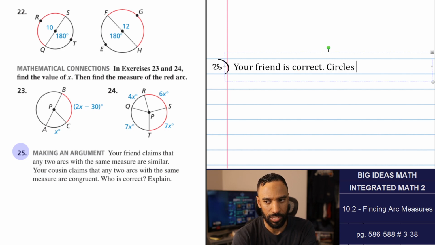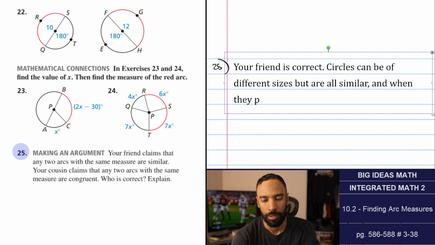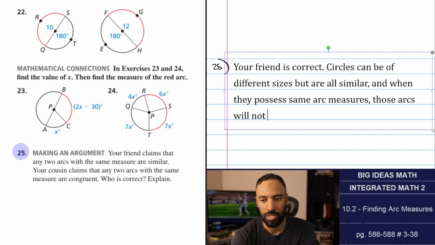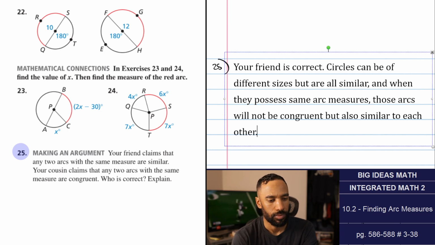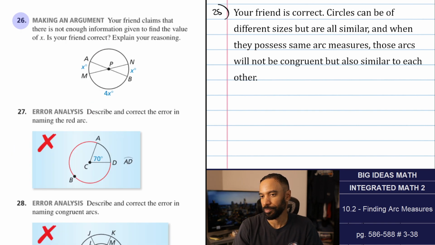Circles can be of different sizes, but are all similar. And when they possess the same arc measures, those arcs will not be congruent, but also similar to each other. So cousin, not quite correct there. Now, if you have congruent arcs, for circles, congruent arcs would have the same measure, but not necessarily the other way around, not the converse.